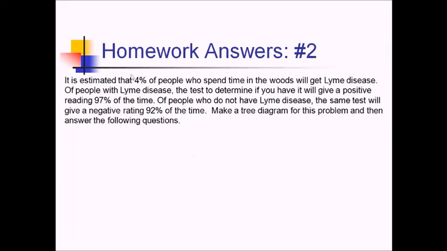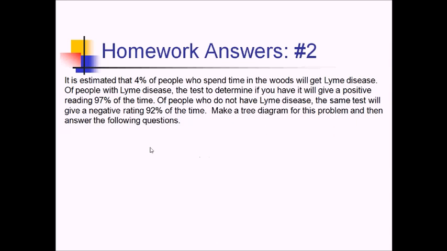It's estimated in this problem that 4% of people who spend time in the woods will get Lyme disease, and of the people with Lyme disease, the test to determine if you have it will give a positive reading 97% of the time. Of the people who do not have Lyme disease, the same test gives a negative reading 92% of the time. So these tests aren't perfect, but it looks like they're fairly accurate. So we want to make a tree diagram for this problem, and then there's a few other questions we'll answer after this piece of it.